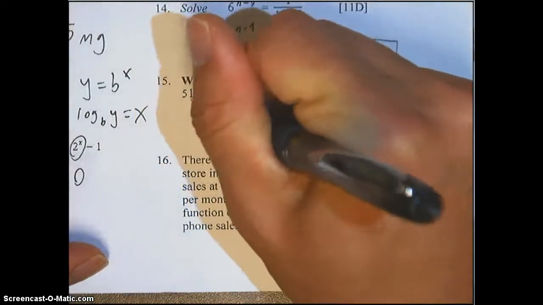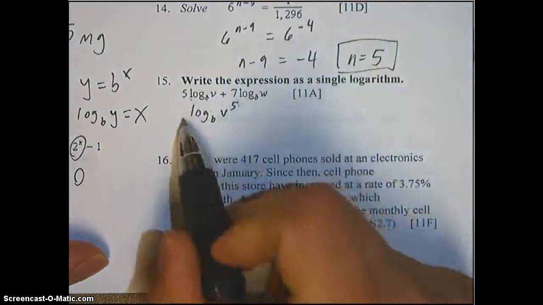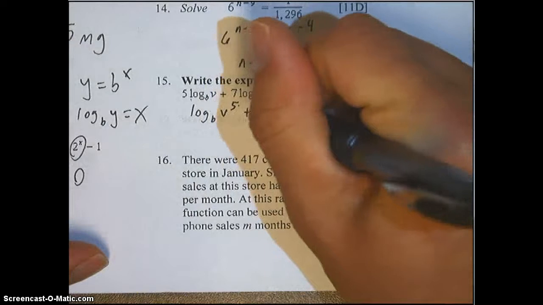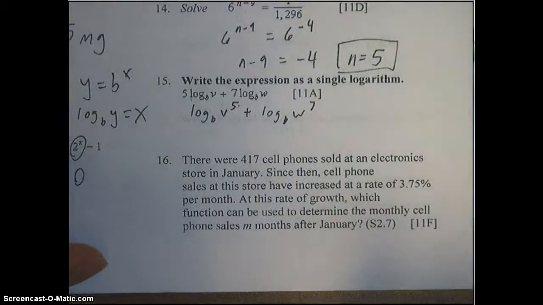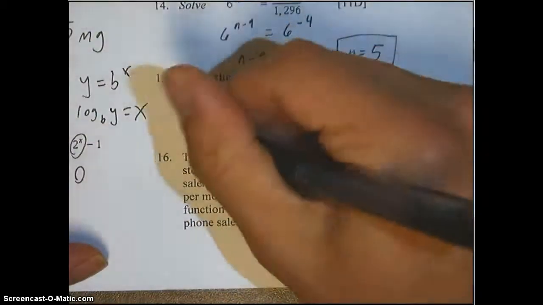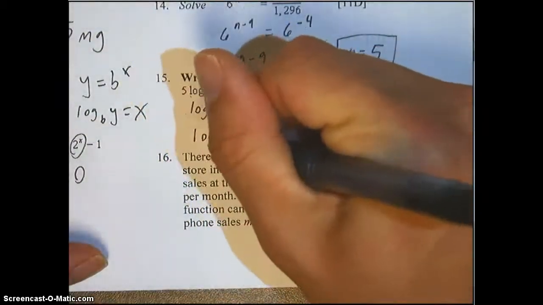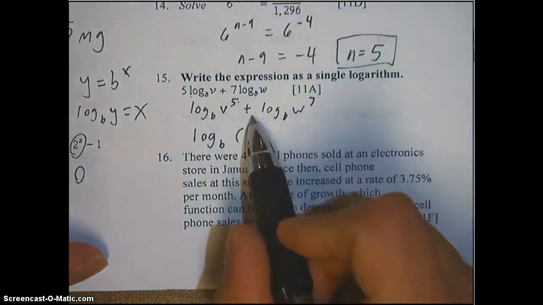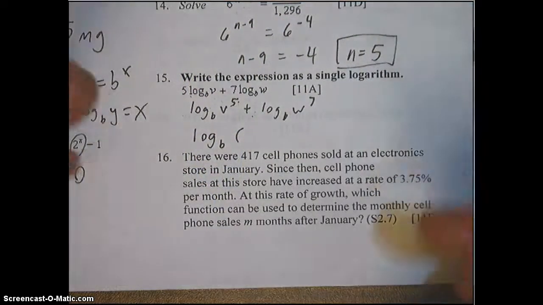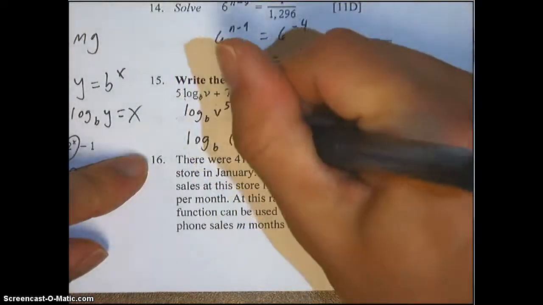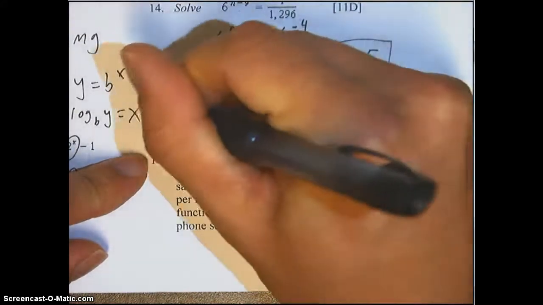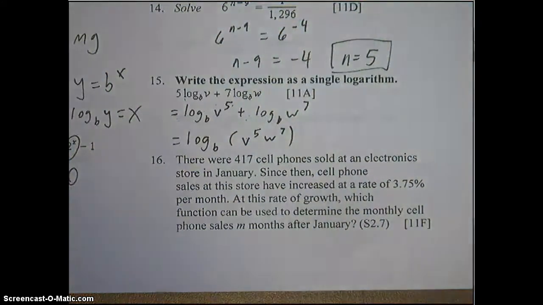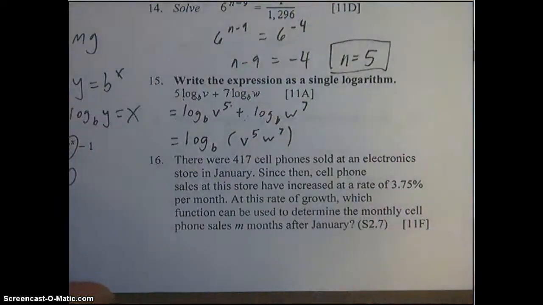Log base b of v to the 5th, move that 5 from the front up in the exponent, plus log base b of w to the 7th. Now, since they are the same base, I can go ahead and write them as a single logarithm, log base b of, and since it's addition, we're going to combine them using multiplication. So this is v to the 5th times w to the 7th. Don't forget your equal signs. And this is the most simplified form right here.